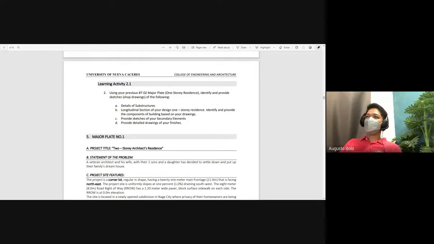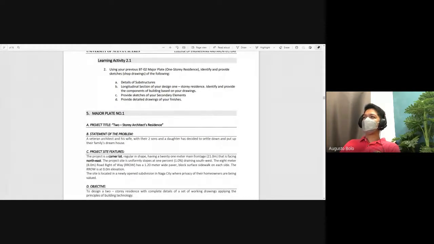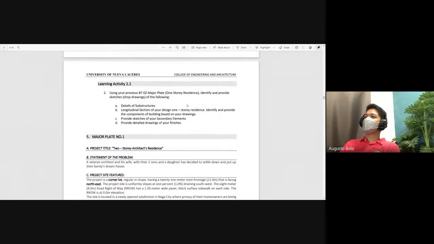So, our learning activity number 2 is... no, let's change this, because it's not one story. It should be a major plate. So, learning activity 2 is, based on your previous BT2 plates, I would like to see your details of the substructure that you have done. I assume that you have made something like this, Aliona?